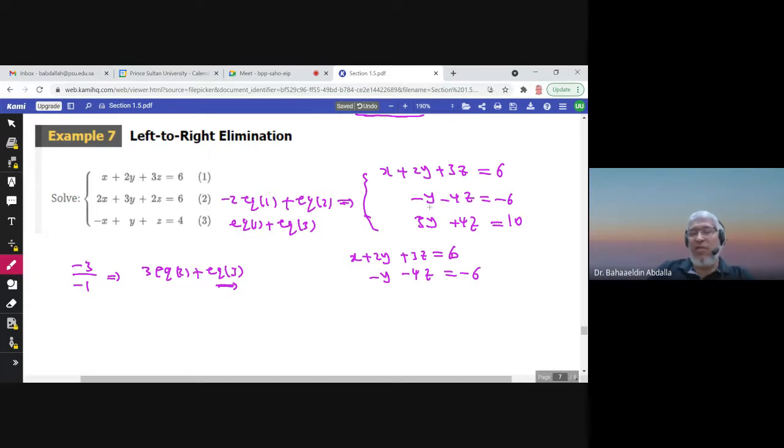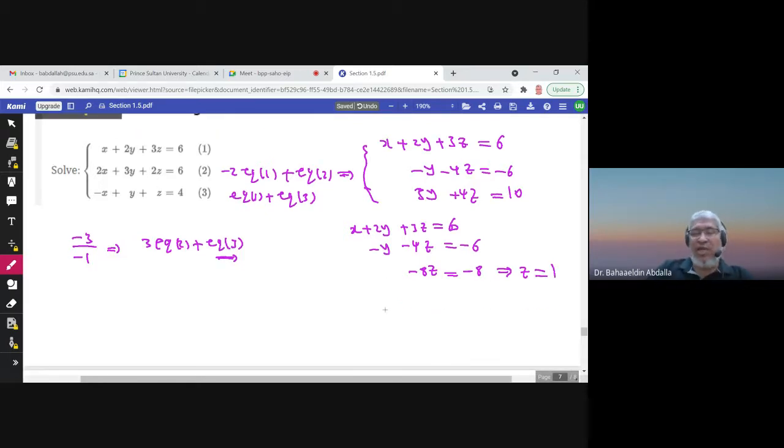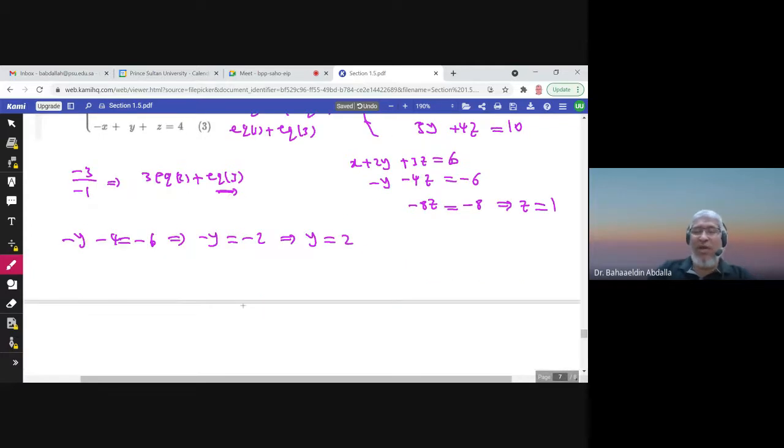But now I'm going to change the last equation using this transformation. So 3 times negative 1, negative 3 plus 3, that's 0. 3 times negative 4 is negative 12 plus 4, that's negative 8. 3 times negative 6 is negative 18 plus 10, that's negative 8. So now from the last equation, I have z equals negative 8 over negative 8, which is 1. And now I go to the second equation. I have negative y. Negative 4 times 1 is negative 4 equals negative 6. So taking negative 4 to the other side, negative 6 plus 4 is negative 2. Dividing by negative 1 or multiplying by negative 1, I have y.